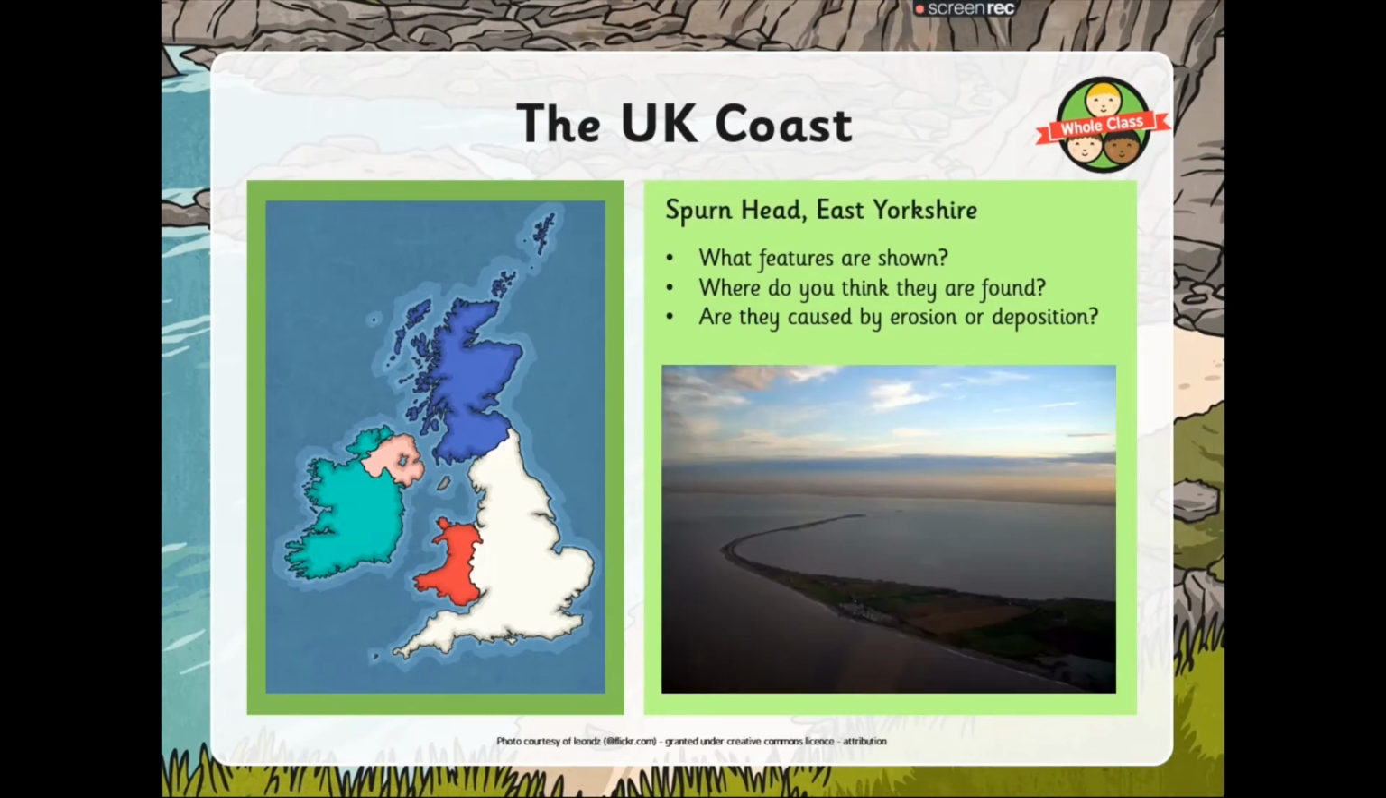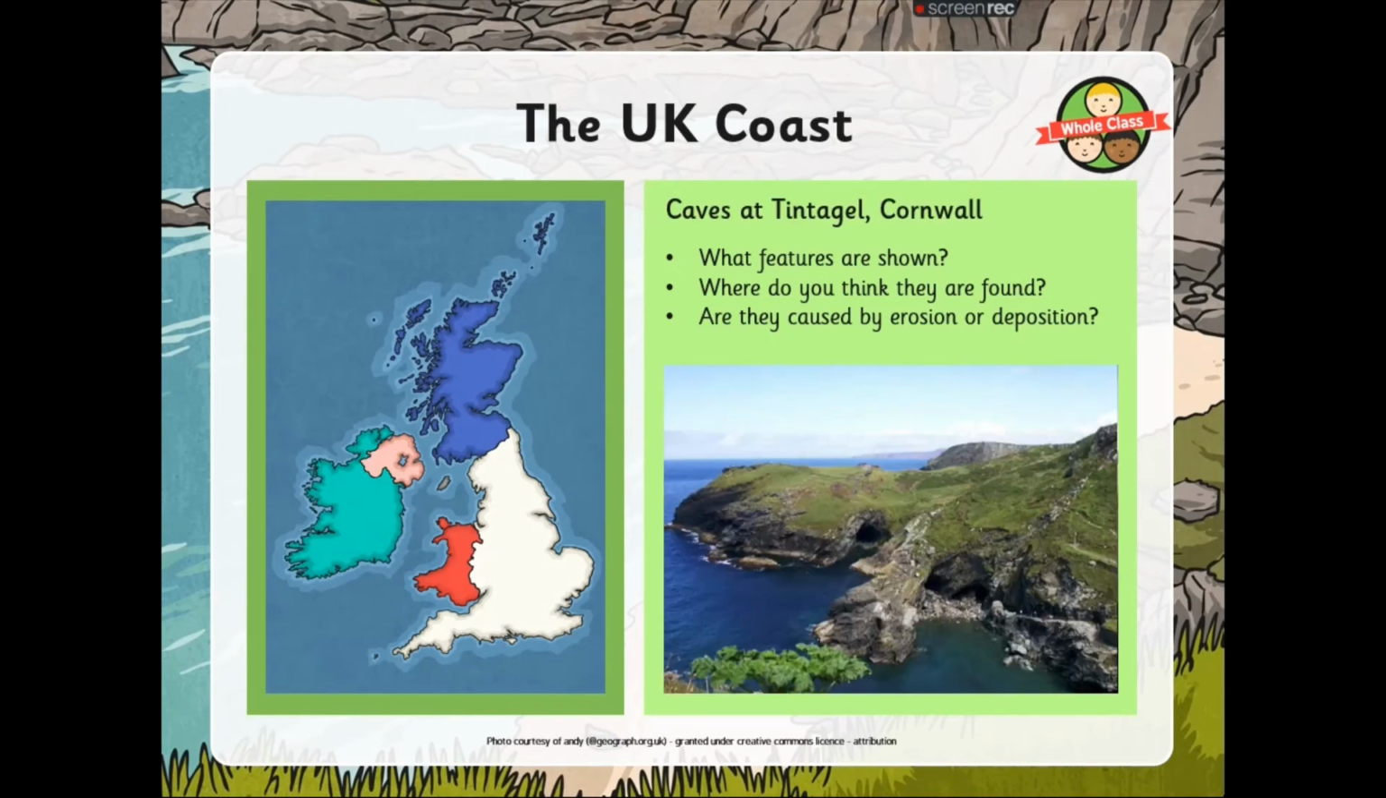Here we've got a spit, as we've just mentioned. This is from Spurn Head in East Yorkshire, which is just up here on the map. Again, we can see here how it's in a hook shape, and we can see it's land that is being used. Again, this part here is where materials have been deposited. Okay, so those small pieces of rock have been deposited by the waves.